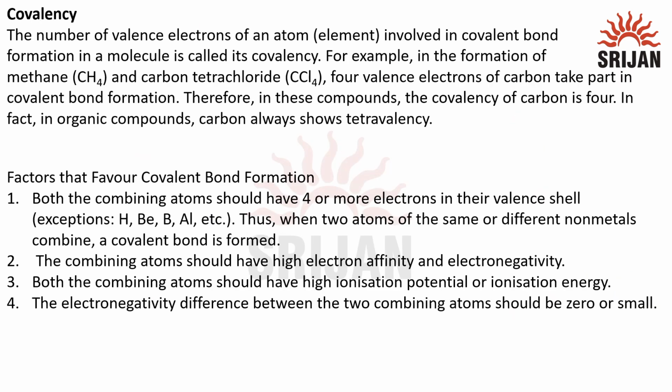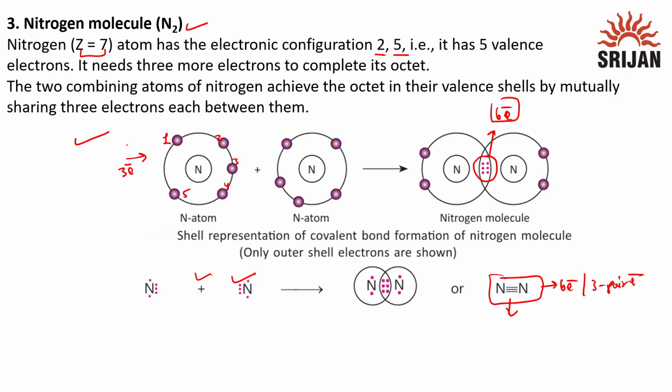Now moving ahead towards covalency. So what is covalency? Covalency is basically the number of valence electrons that are shared in the covalent bond. This is known as the covalency. For example, here nitrogen is sharing 3 electrons from each side. So a total of 6 electrons is shared. That's why the covalency is 6.